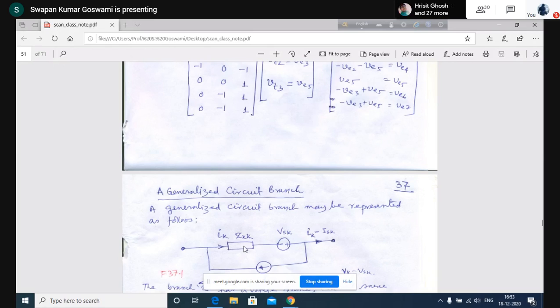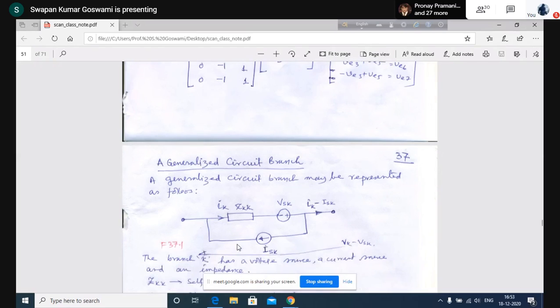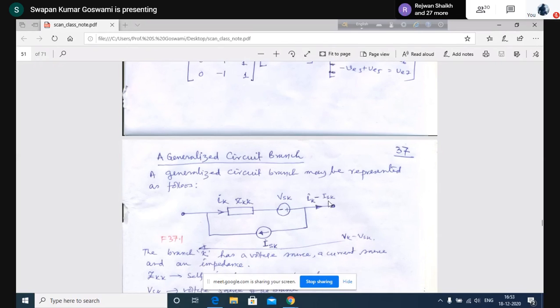For element 2, Z22 into I2. Element 3, Z33 into I3. When you consider all these elements together, that vector will represent the element voltage drop vector, or branch voltage drop vector. So that is represented by VB.